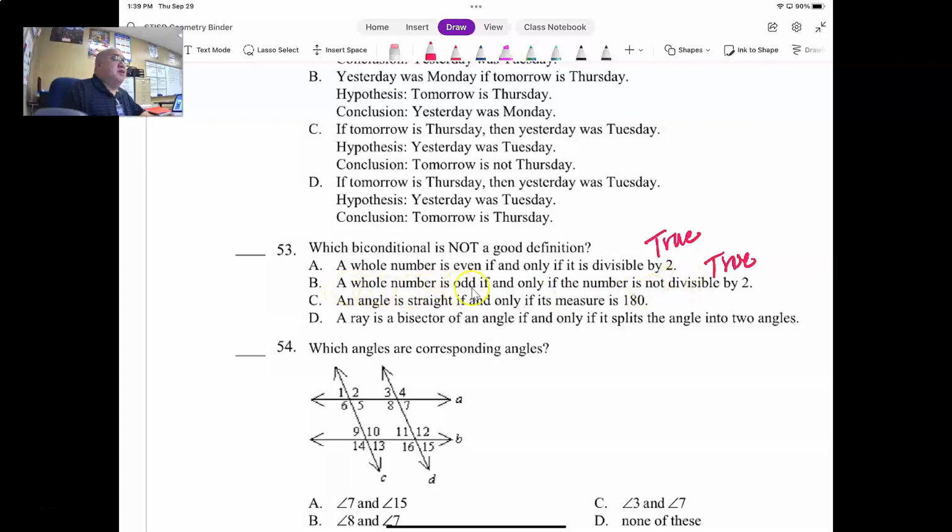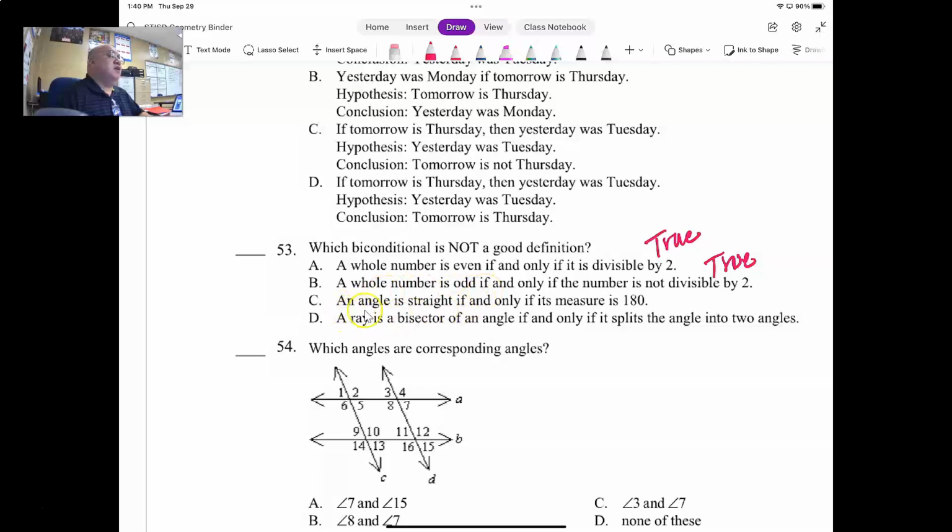A whole number is odd if and only if it's not divisible by 2. If a whole number is odd, then it's not divisible by 2. I want to say that's true. If you do the converse, if the number is not divisible by 2, then the number is odd. Okay.